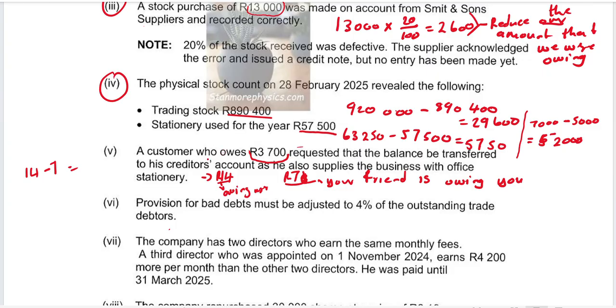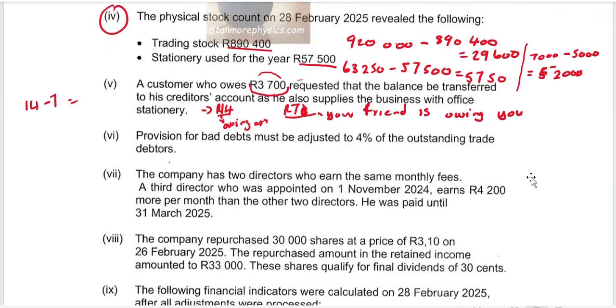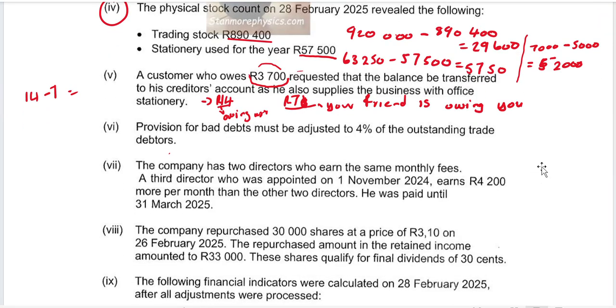To the amount that we are owing him. In other words, so we must go and subtract it where? On our trade receivable, because we are no longer going to receive this one. And then we also go in and subtract it where? On the trade and other payable. Why? Because we are reducing the amount that we are owing him.